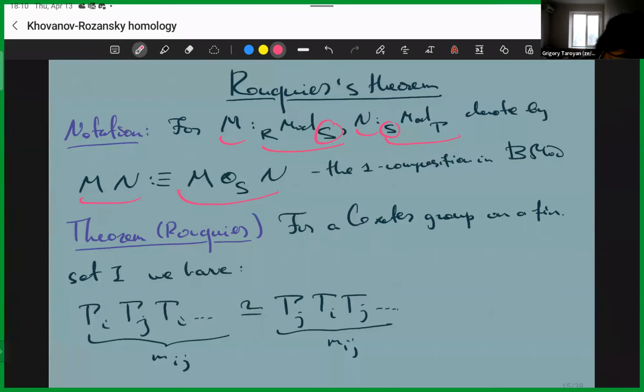Yeah, so for a Coxeter group on a finite set I, we have the chain homotopy equivalence like this. So that's basically the braid relation. And that's the key theorem of Rouquier's paper, that we actually can replace braids by these Rouquier complexes and obtain this relation in the category K(V). So we have an equivalence like this in K(V). Well, in K(V) it's even an equality, so an isomorphism.